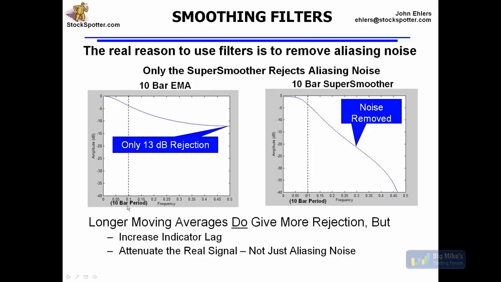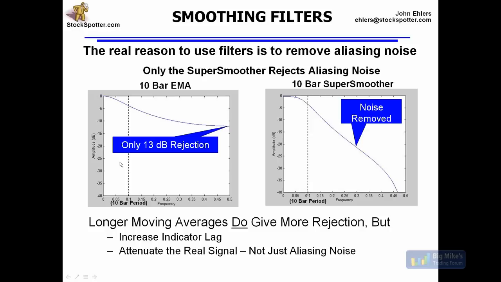Well, what I have chosen to do on an EMA is to set the critical period, that is where you're 3 dB down, that's a half power point at minus 3 dB. I set the EMA there, and I calculate its transfer response across all the frequencies of interest here. And by the time I get to the Nyquist frequency, a 2-bar cycle, I find that I only have 13 dB of rejection.